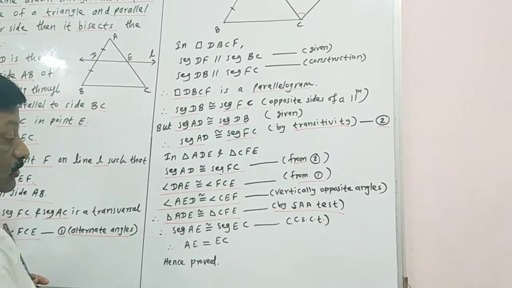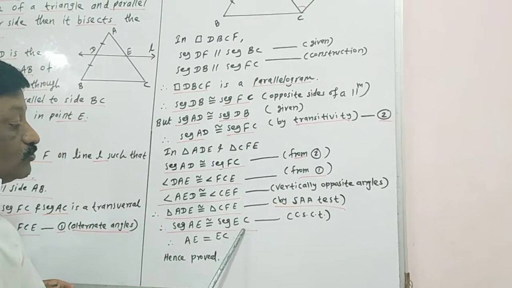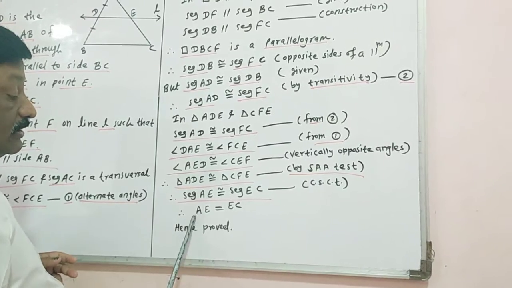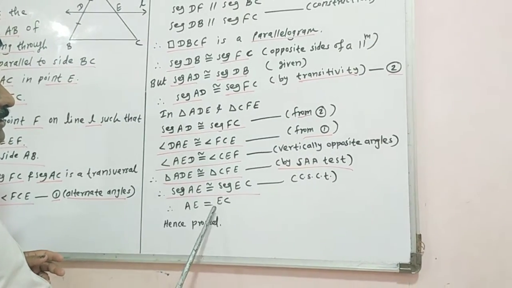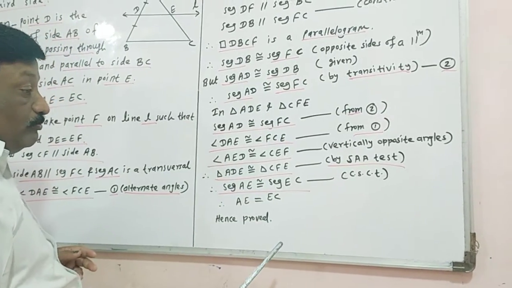If the triangles are congruent, then the corresponding sides are congruent. Therefore segment AE is congruent to segment EC, by CPCT. And when segments are congruent, their lengths are equal. Therefore AE is equal to EC, hence proved. Write this proof in your Maths 2 notebook.